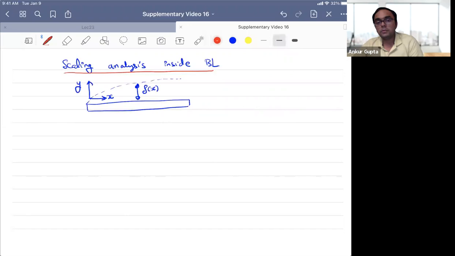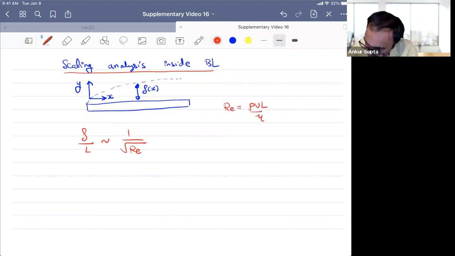Recall that while deriving the order of magnitude analysis, we had suggested that the boundary layer thickness scales as 1 by square root of Reynolds number, where Reynolds number was defined as rho U L by mu, where L was the length of the plate. So this was how we started, defining the boundary layer, and we said the higher the Reynolds number, the lower the boundary layer thickness, which makes sense because the more Reynolds number I get, the thinner boundary layer I'll get, and the region where the gradients are present will be smaller. So this was the approach we took.